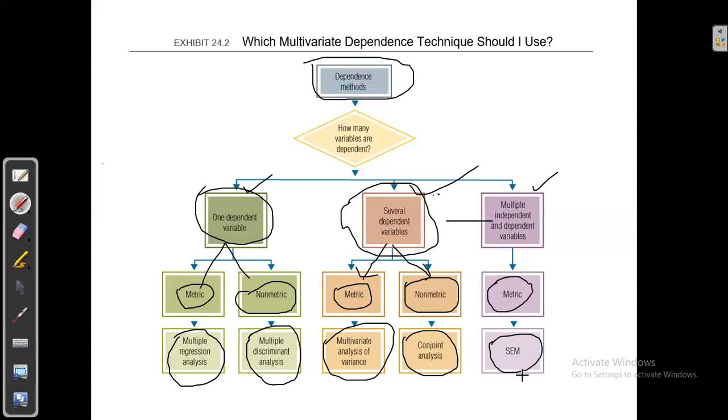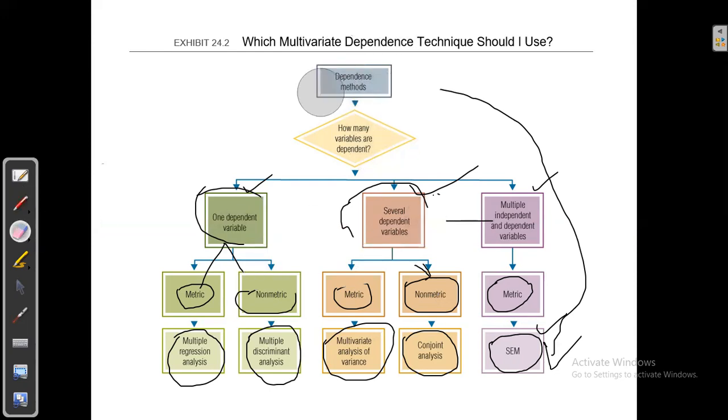As you will see when we consider this technique of SEM, it will have the flavor of many other techniques. Multiple regression analysis would also have a flavor over here, and you will also have a flavor of factor analysis within SEM. Why is SEM part of the dependence methods? The reason is that within SEM, you have to mention that some of the variables, one or more, are dependent and the others are independent. As long as mentioning one or more variables as dependent is required, this comes under dependence methods. So therefore, SEM is also a dependence methods technique, okay?